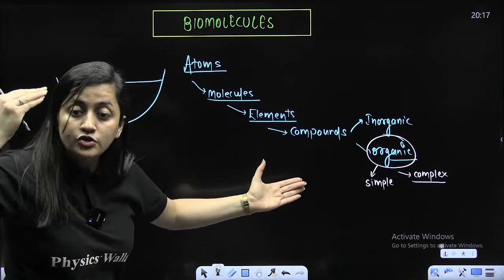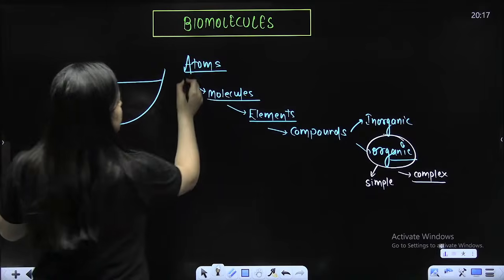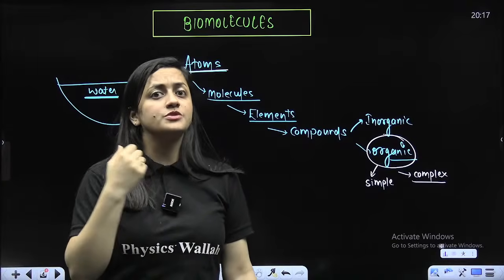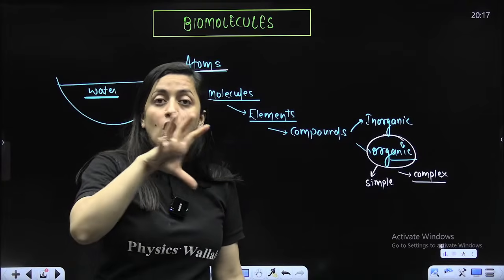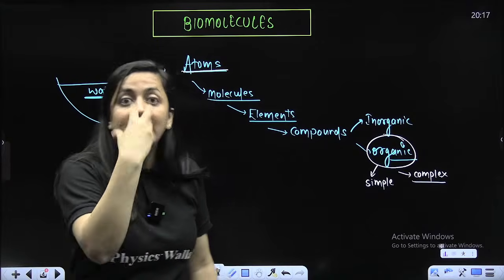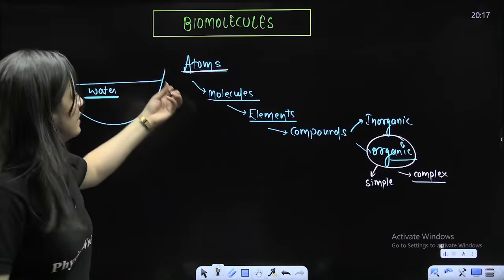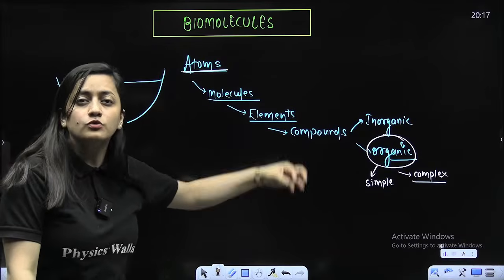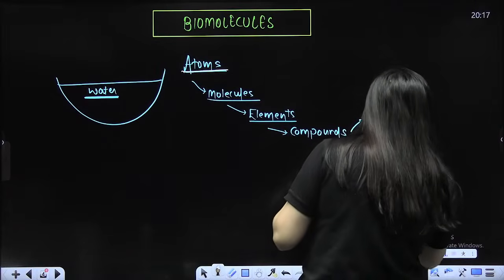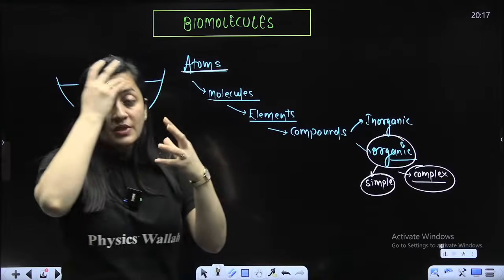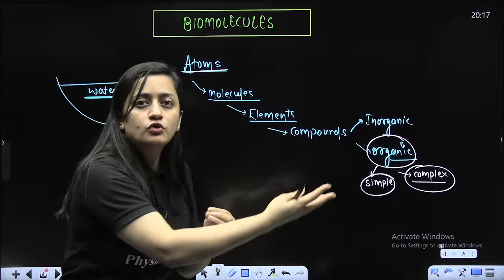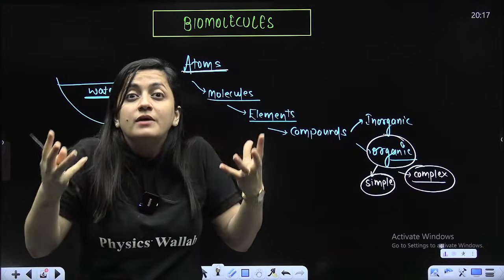So what happened initially in the water? Atoms combined, because at that time the temperature was high. Volcanic eruptions were going on, lightning was there. All those things worked like a kind of catalyst. They helped in these processes. So atoms started making molecules, then elements, then compounds, inorganic compounds and organic compounds, simple and complex organic compounds, like your nitrogenous bases, nucleotides, monosaccharides, amino acids. All of them started forming.